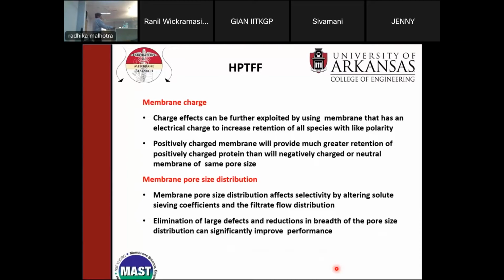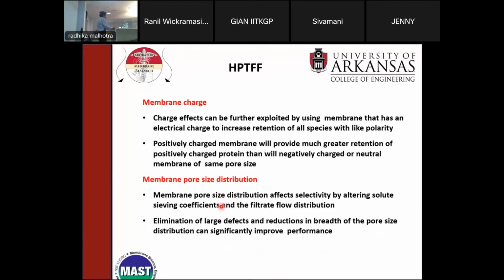Okay. Membrane charge. Again, charge affects retention or passage of species. If the species have the same charge as the membrane, you're more likely to reject them. A charged membrane provides much more retention of a like-charged protein than will an oppositely charged one or a neutral membrane. I think that's fairly straightforward, right?